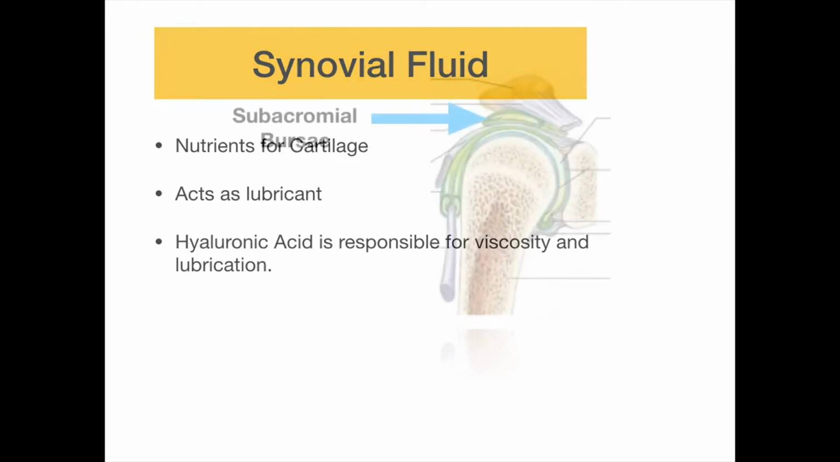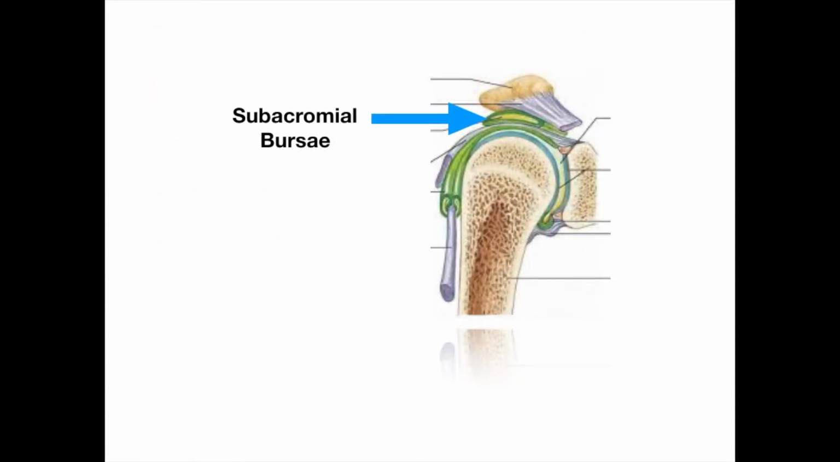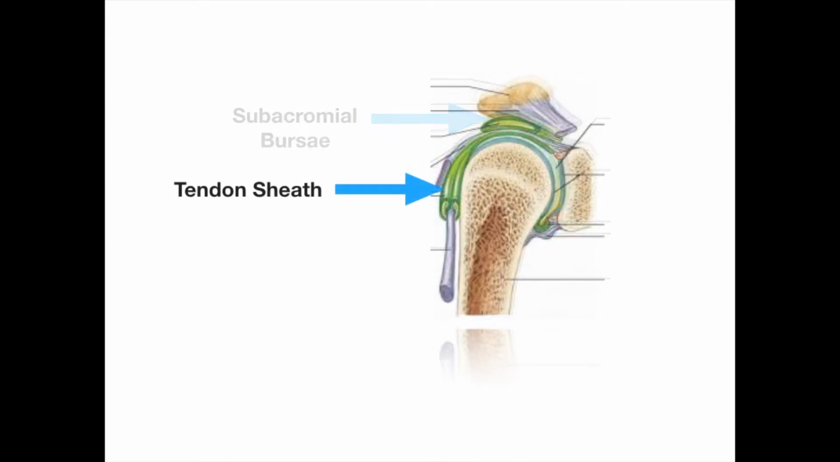Bursae are fluid-filled sacs that serve to prevent friction between skin, muscle, or tendon. A tendon sheath is similar in structure to a bursa, but smaller. It is a connective tissue sac that surrounds a muscle tendon at places where the tendon crosses a joint. Bursae and tendon sheaths provide a cushion between bones.